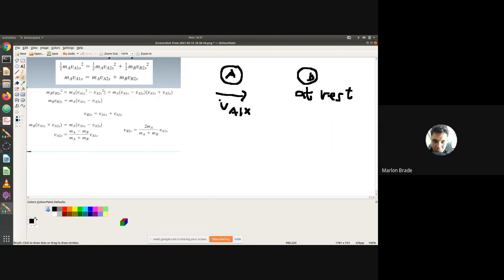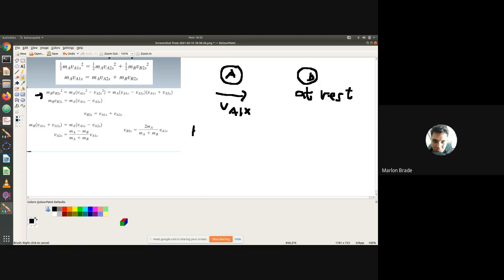From the conservation of momentum and conservation of kinetic energy, because this is an elastic collision, we assume that after some time A collides with B, which is initially at rest. Then 1/2 MA VA1x squared is equal to 1/2 MA VA2x squared plus 1/2 MB VB2x squared. If I rewrite this, I multiply by 2 on both sides, then transpose MA VA2x squared to the left.